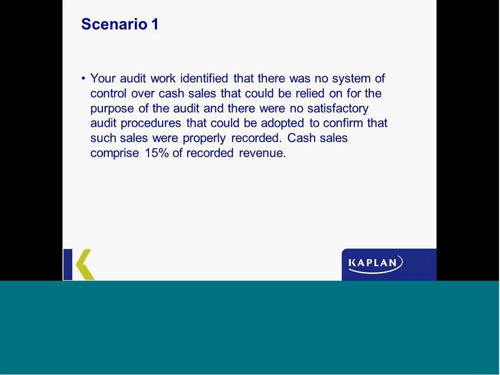So is it material? Well, it comprises 15% of recorded revenue. So is that likely to be material? 15% of revenue. Is that material? So it's material. Our basis is for revenue. What are the thresholds that we have for revenue materiality? So what is the kind of range of things that I would consider material when thinking about revenue?